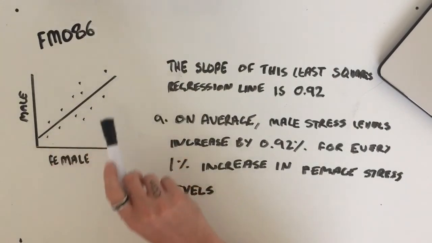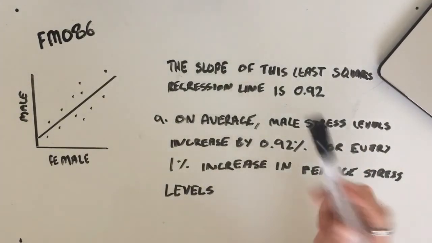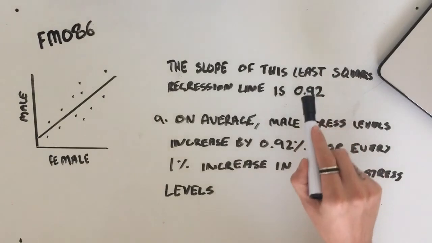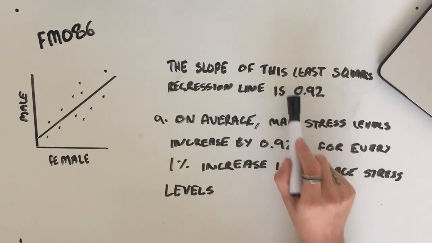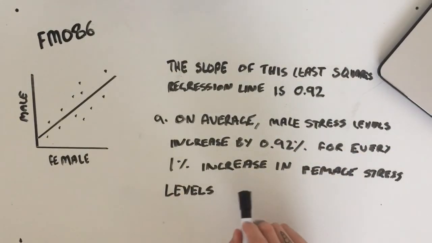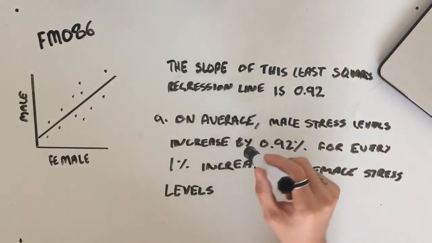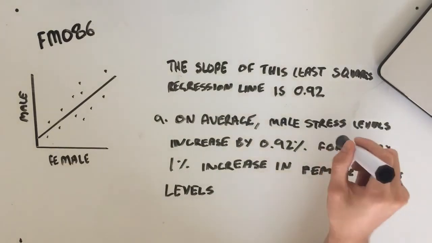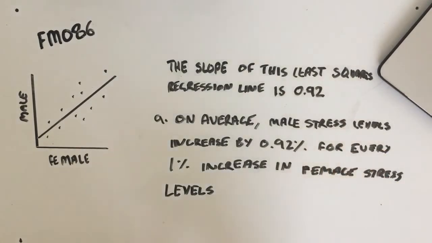So this line says, on average, male stress levels increase by 0.92% for every 1% increase in female stress levels. How do we know that? Because the slope is 0.92. So for every 1 that we run, we're jumping 0.92. We're using rise over run. If we rise 0.92, we're running 1. So that's how we interpret this, and this is a fairly straightforward template for answering a question like this. When they ask you to interpret the slope, on average, y increases by whatever the slope is for every 1 unit increase in x, or instead of y and x, the response variable and the explanatory variable. So that's question A.